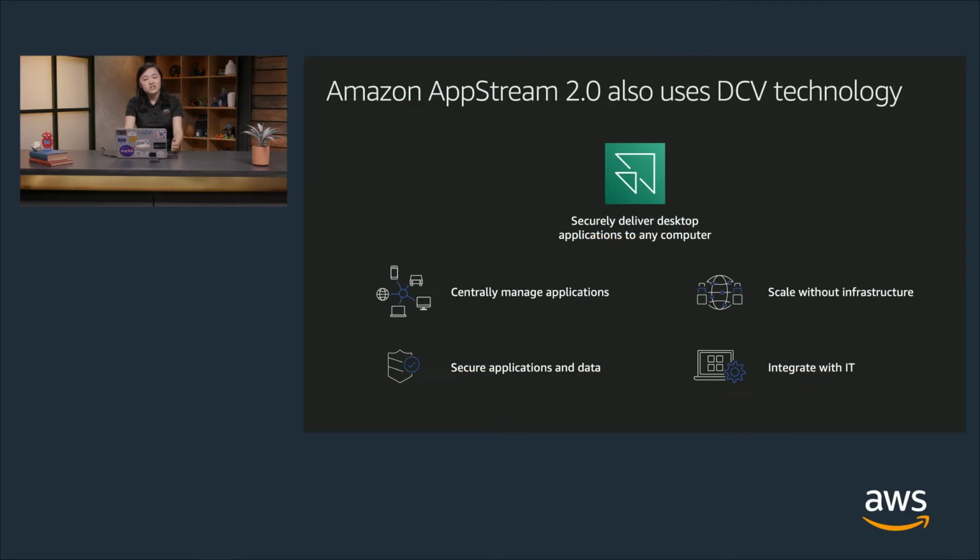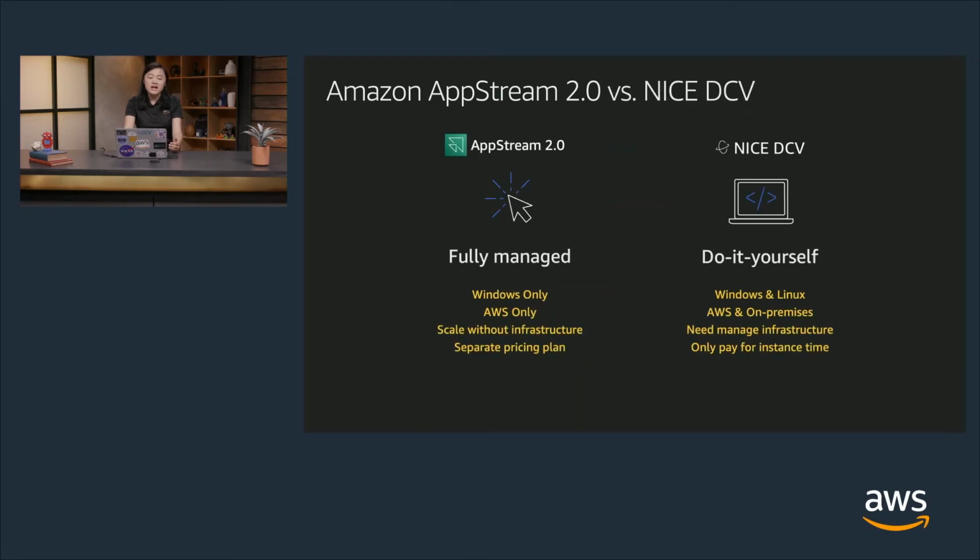Speaking of application streaming, Amazon Web Services has a managed service called Amazon AppStream that securely delivers desktop applications to any computer. AppStream uses NICE DCV behind the scenes to power AppStream's remote visualization experience. Then you might ask, which service should I use? How do I decide whether my company should use AppStream or NICE DCV directly? Well, here are some factors to help you make your decision.